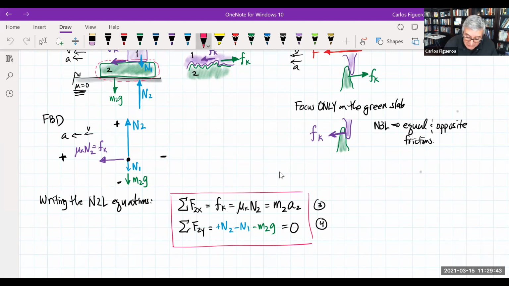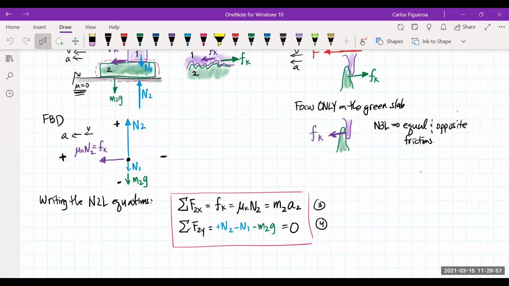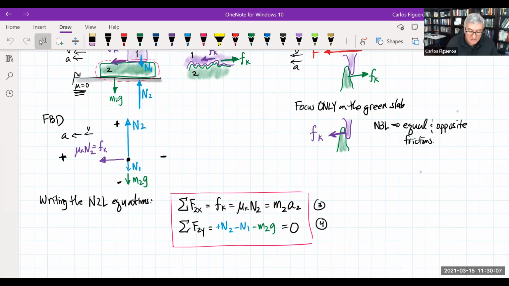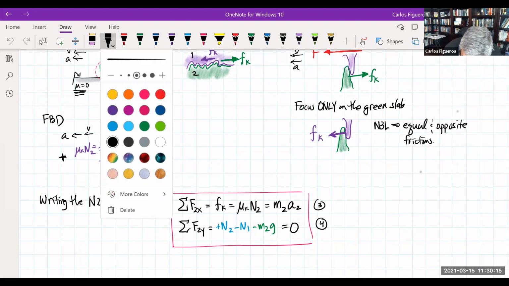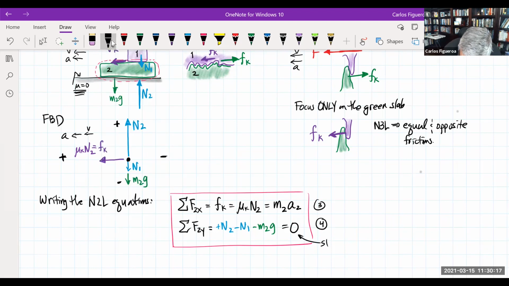do I know what the frictional force F of K is? Yes. Why do we know what the frictional force is? Because we calculated that already. Right. Why can we say these equations? Why can we say that the sum of the vertical forces equals 0? Because the slab is not moving along the y direction. Only x. It's stationary. So this guy right here is in static equilibrium.